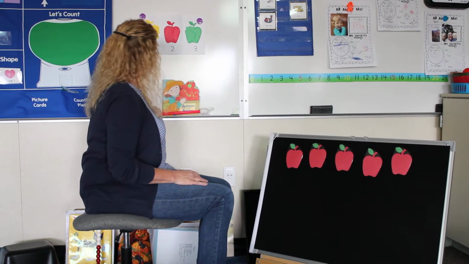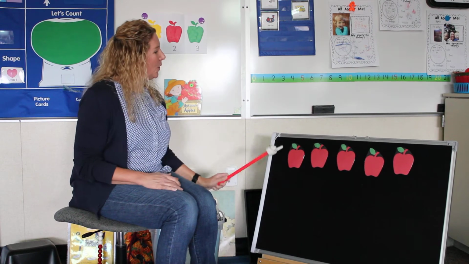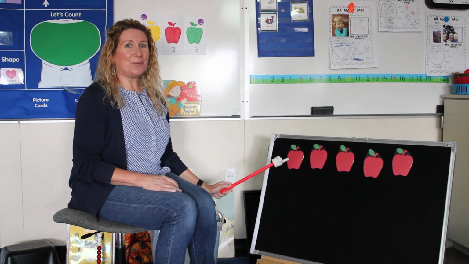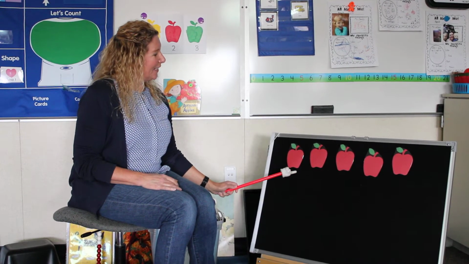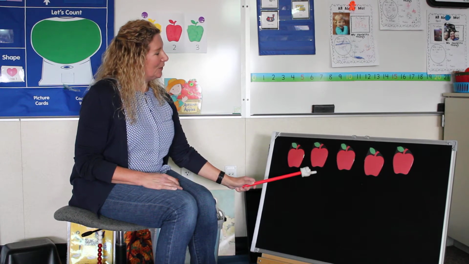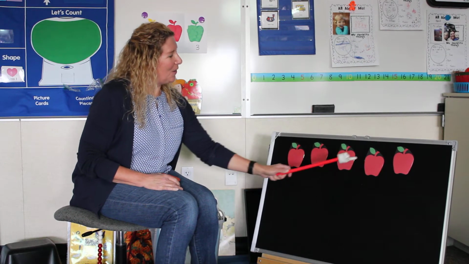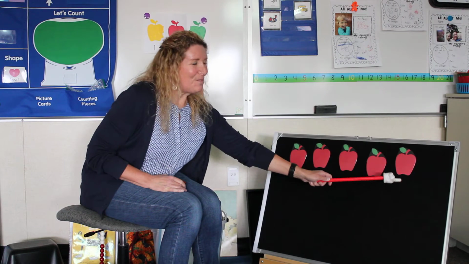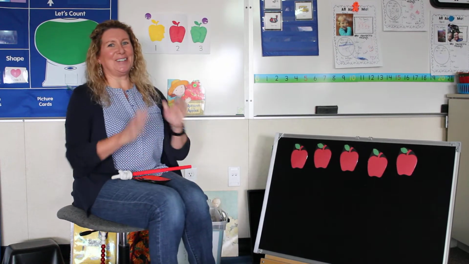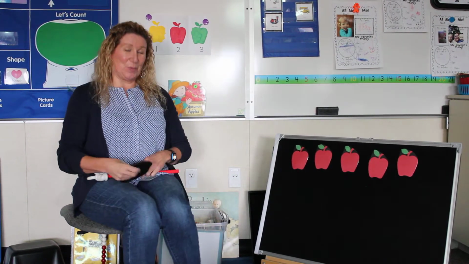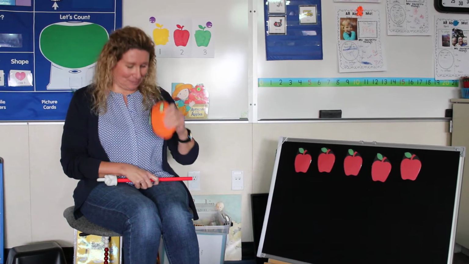I'm going to go ahead and grab my pointer stick here. Count them with me. Get ready. 1, 2, 3, 4, 5. Yay, good counting, preschoolers. Well, I said I have some pumpkins. Let's see how many pumpkins I have.